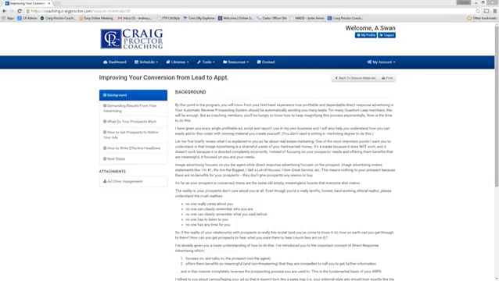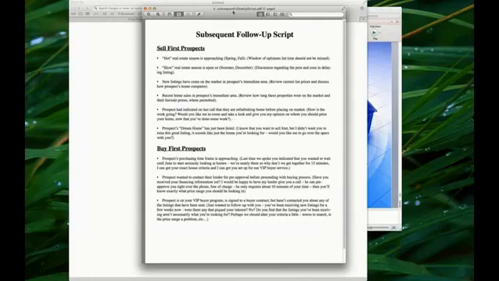But if you go under attachments, you're going to find in the bottom left-hand corner some information that you can use when you're making your subsequent follow-up calls. So if you're talking to seller prospects, one of your reasons or excuses for following up with them is just to give them some of the recent home sales in their area.